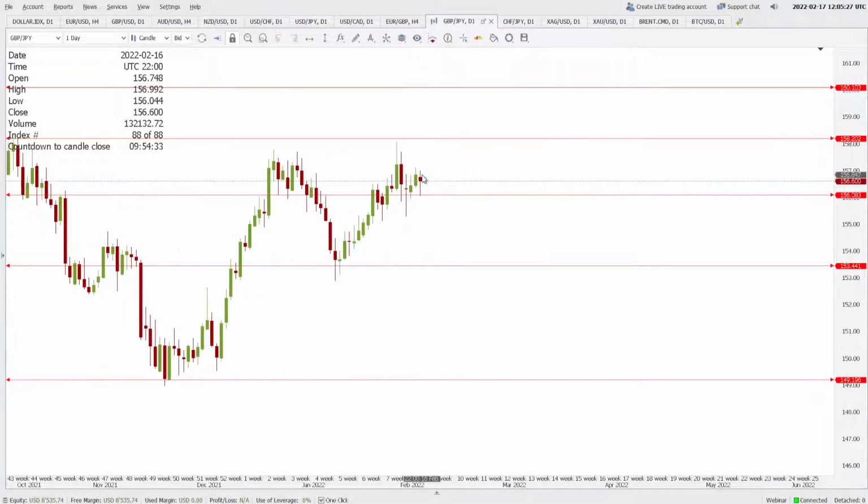Talking about GBP/JPY, today it took a support at the 156.08 area. Now the resistance is at 158.20 and support is at 156.08. If 156.08 is broken on the daily candle closing basis, then 153.44 will be exposed in this market. On the higher side, breaking 158.20 to the higher side, 160.10 will be exposed in the GBP/JPY.